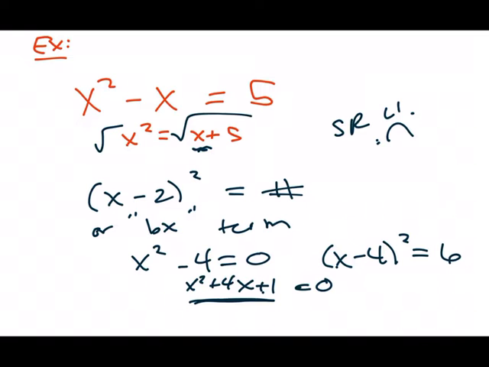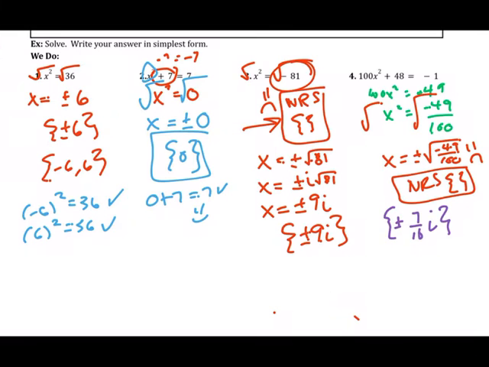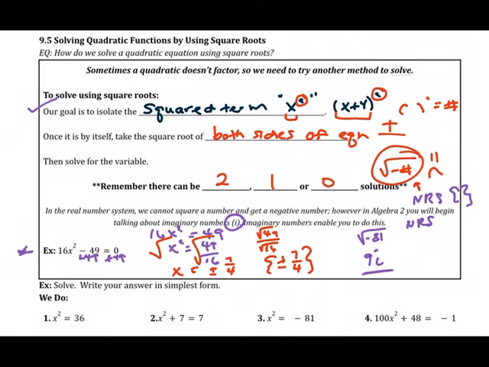So, recapping this section, solving a quadratic function using square roots: isolate the squared term, square root both sides, don't forget your plus minus, solve for the remaining variable, and make sure you write your answer in appropriate notation.